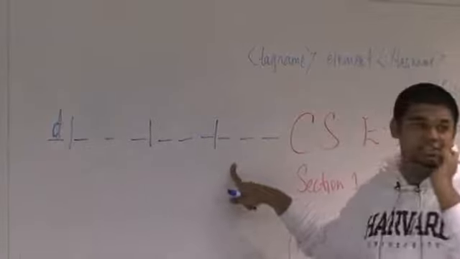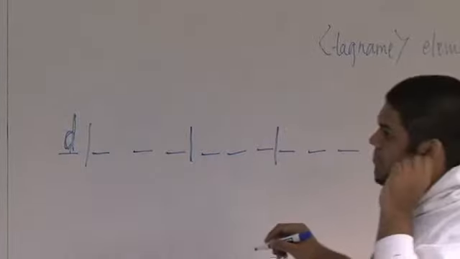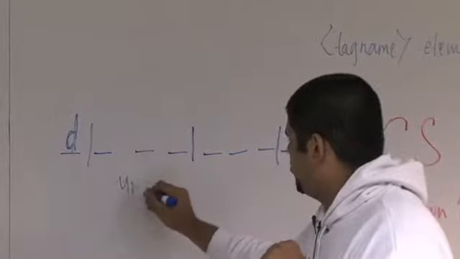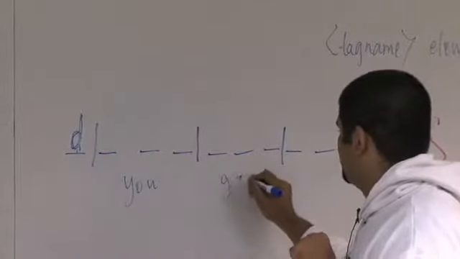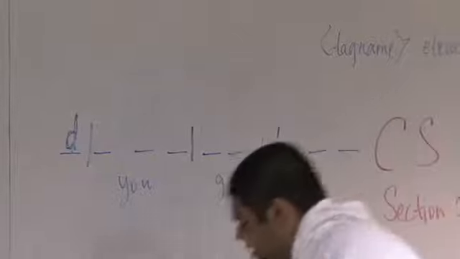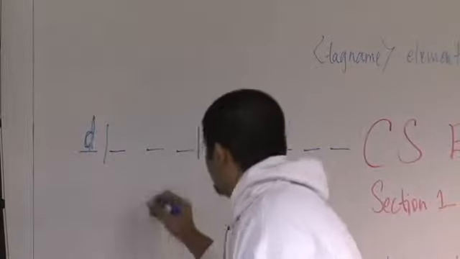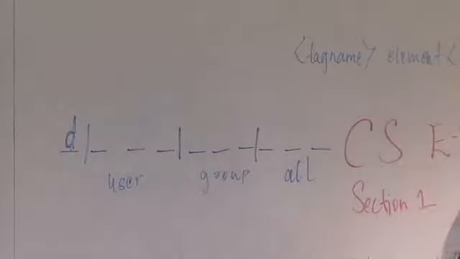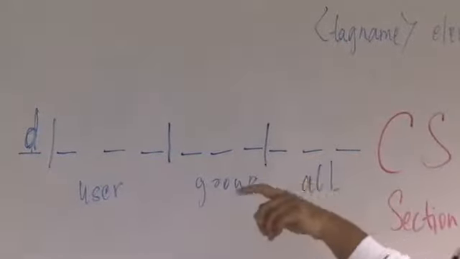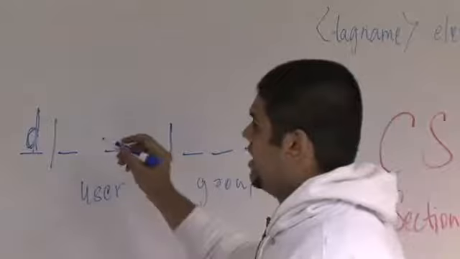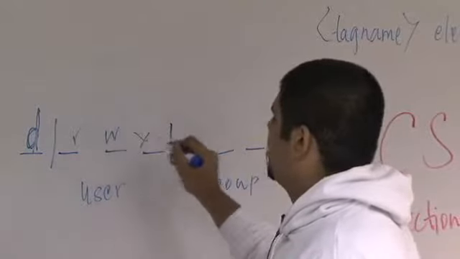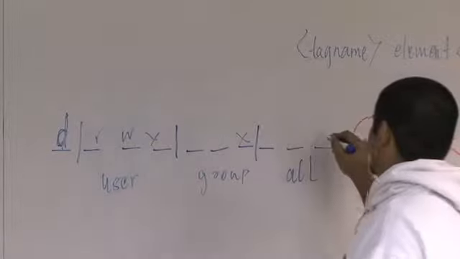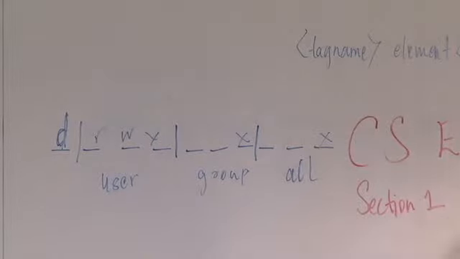These are permissions. So let's actually make this user, group, and all. Let's write down what exactly this is. So this is RWX, nothing, X, nothing, X. So this is the current state of the file.